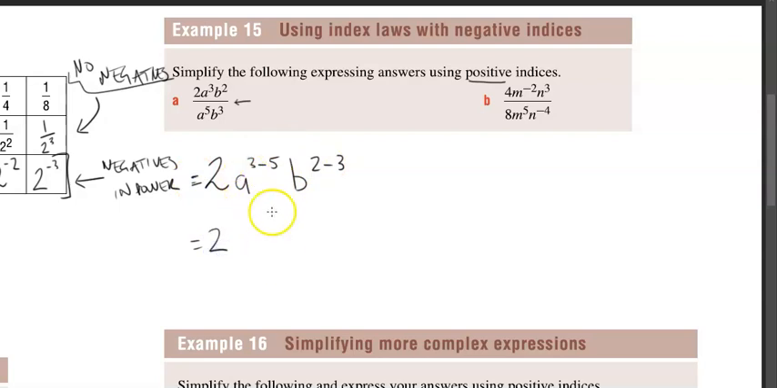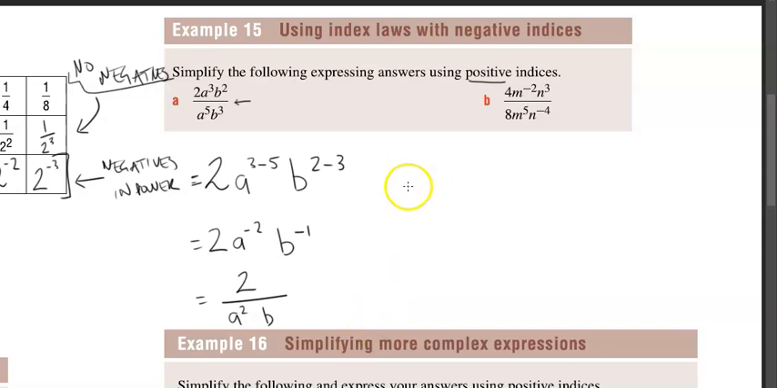A to the power of 3 take away 5 is A to the power of -2. So 3 take away 5 is -2. And B to the power of 2 take away 3 is -1. Now both of these are negatives and they're on the top, so we're just going to put them on the bottom, a squared, and b to the power 1 we can just leave as that. And that's all there is to it, okay?